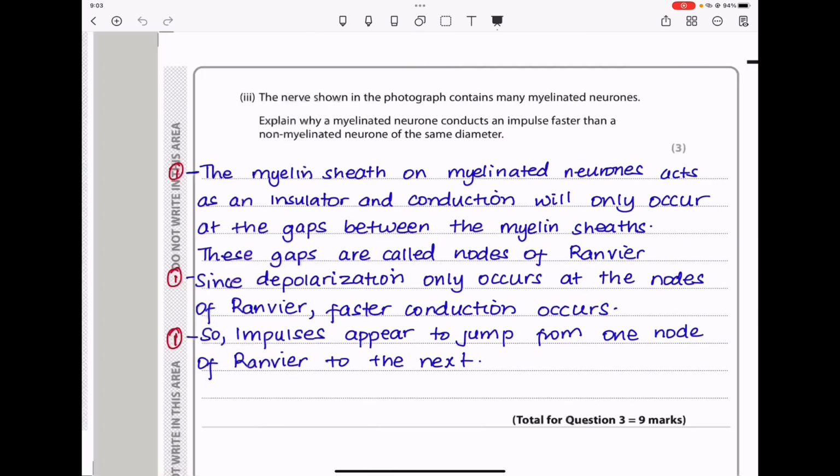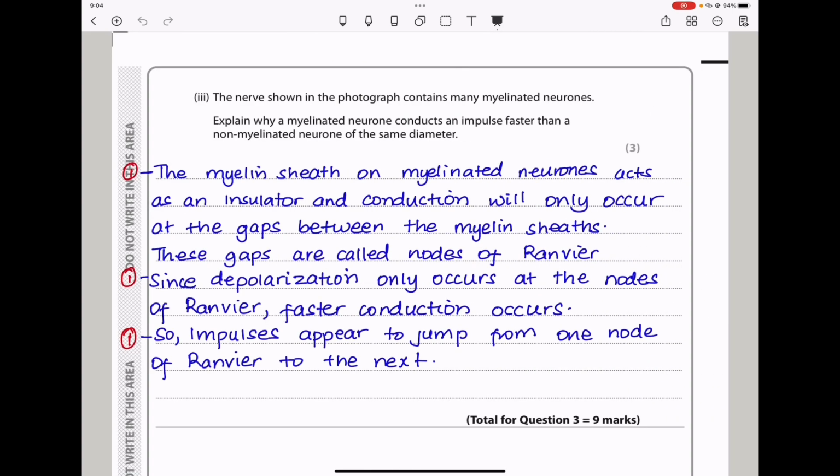Moving on. Here they say, the nerve shown in the photograph contains many myelinated neurons. Explain why a myelinated neuron conducts an impulse faster than non-myelinated neuron of the same diameter. Of course, this question is about the idea that myelination allows conduction to only occur at the nodes of Ranvier, while if there is no myelin, then conduction is going to occur all over the whole axon, and that is going to slow down the impulse transmission.